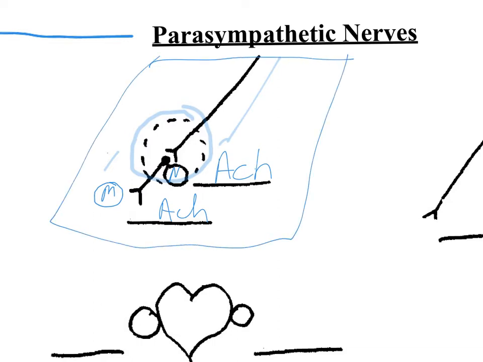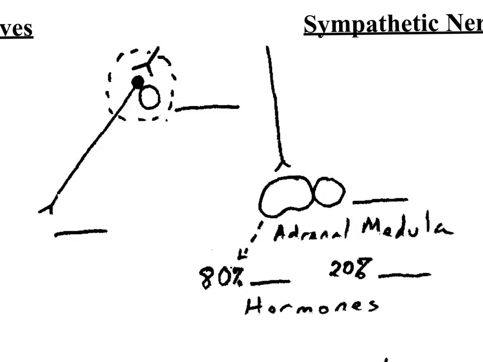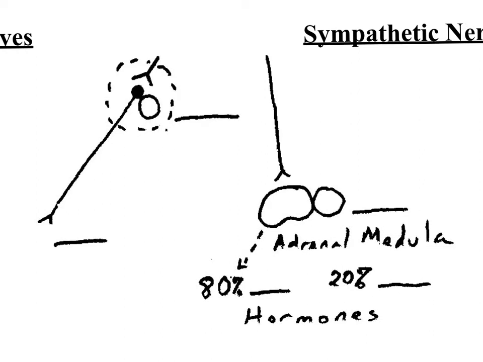Things don't change much from that. What will change is the action on the organ. But let's go over to the sympathetic side. And the sympathetic side is a little bit more complex, right? Because we have not only nervous input, we also have hormones. We have the adrenal medulla, which we'll take a look at.